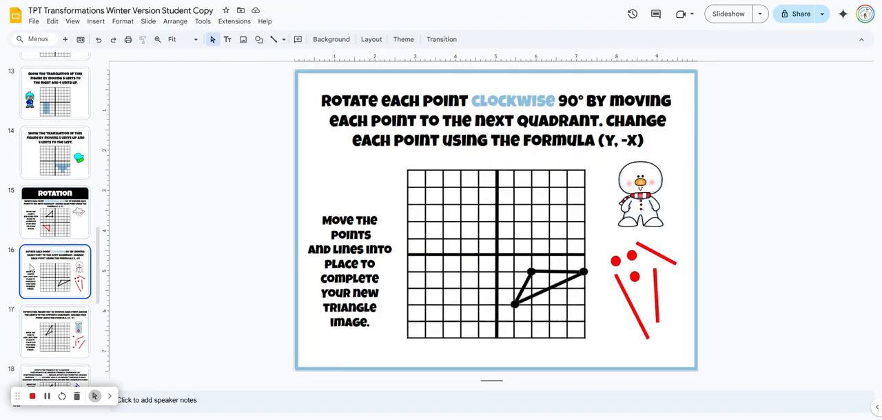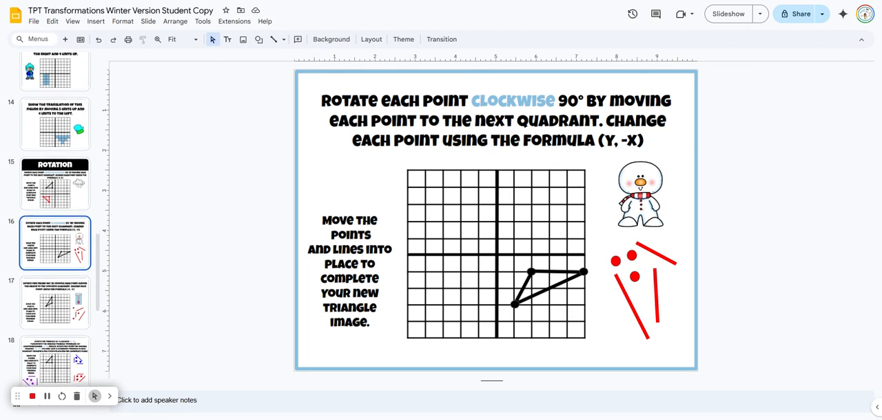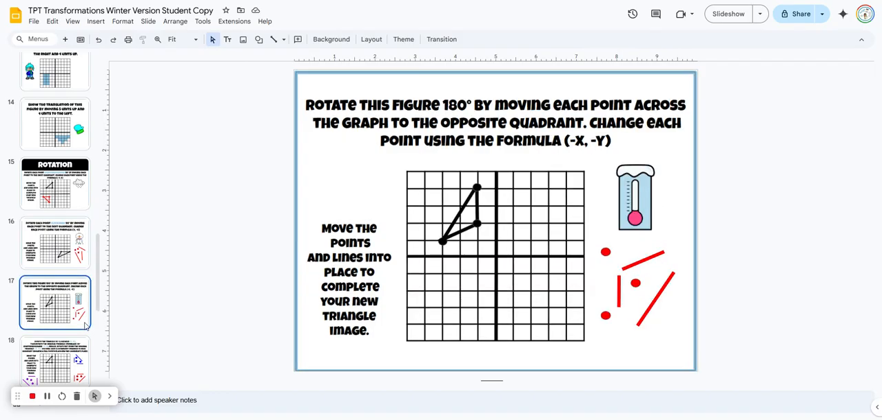Now they're going to do the same thing on the next slide. They're a little bit different triangle shape. This time they're going to move clockwise 90 degrees, which again will be in quadrant 3, using the formula y, -x. So just take each one of the points, change it using this formula. And then they're going to be moving 180 degrees, which means it's going to be in the opposite quadrant using this formula.